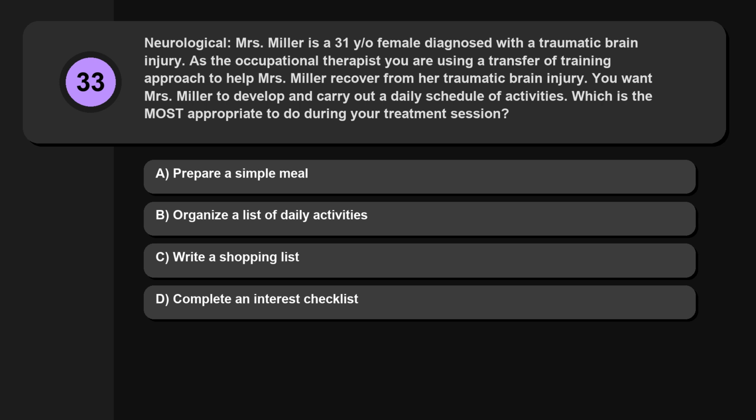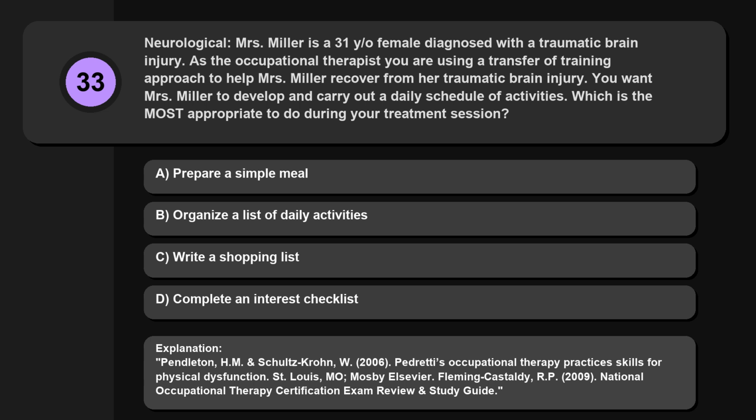Option A. Prepare a simple meal. Option B. Organize a list of daily activities. Option C. Write a shopping list. Option D. Complete an interest checklist. The correct answer is option B. Pendleton, H.M. and Schultz-Krohn, W., 2006. Pedretti's Occupational Therapy Practice Skills for Physical Dysfunction. St. Louis, Missouri, Mosby Elsevier. Fleming Castaldi, R.P., 2009. National Occupational Therapy Certification Exam Review and Study Guide.